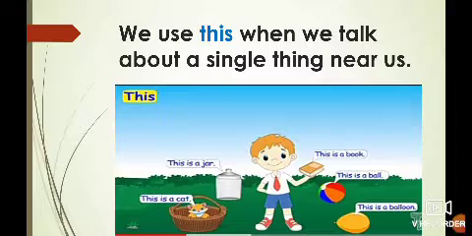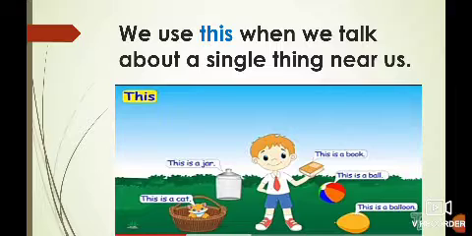Look at the picture. A boy is there and around him he has a book, a ball, a balloon, a cat and a jar. All these things are near him. So we use this. We use this when we talk about a single thing near us.